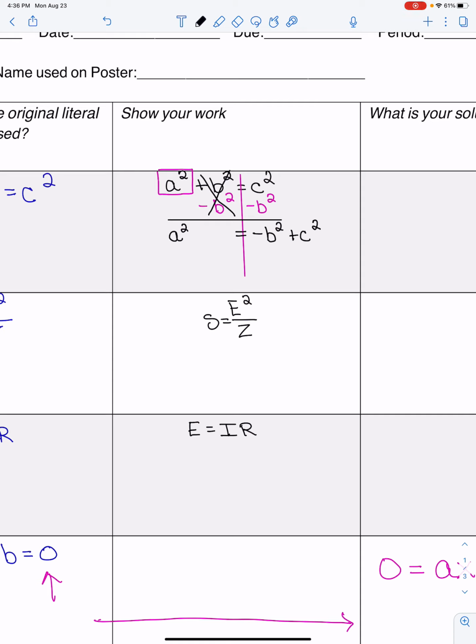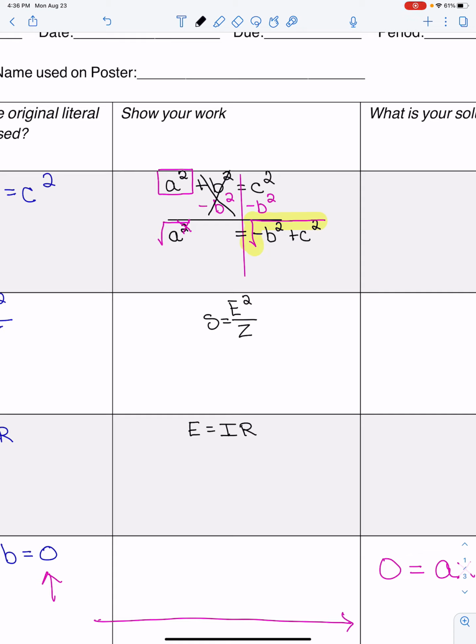All right, now we talked about the inverse of a square is a square root. So to get rid of that square, I'm going to square root the left side. But if I square root the left side, I have to square root the right side. Now, if you remember me talking about this in class, I said it's not going to cancel out on the right side because I'm really not trying to cancel it. I'm just trying to undo what's happening to the a. So if I'm trying to undo a square, that's the square root. So I need to have that square root still on the right side, okay? So that square root still needs to be there.